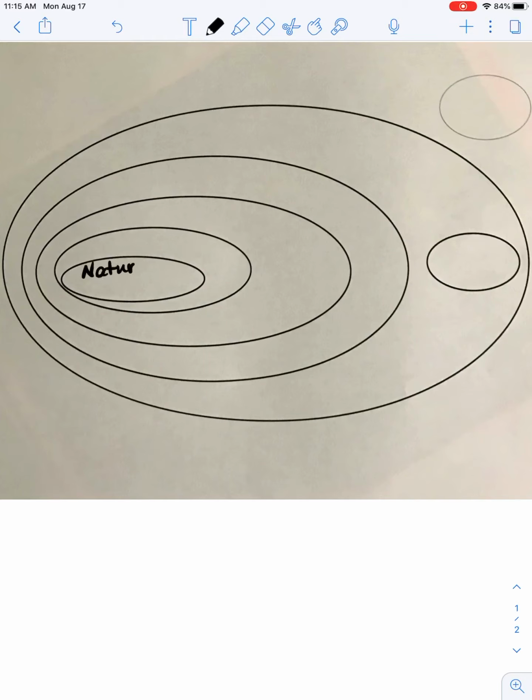natural or counting numbers. Okay, and it started with 1, 2, 3, 4, 5, and on into infinity.